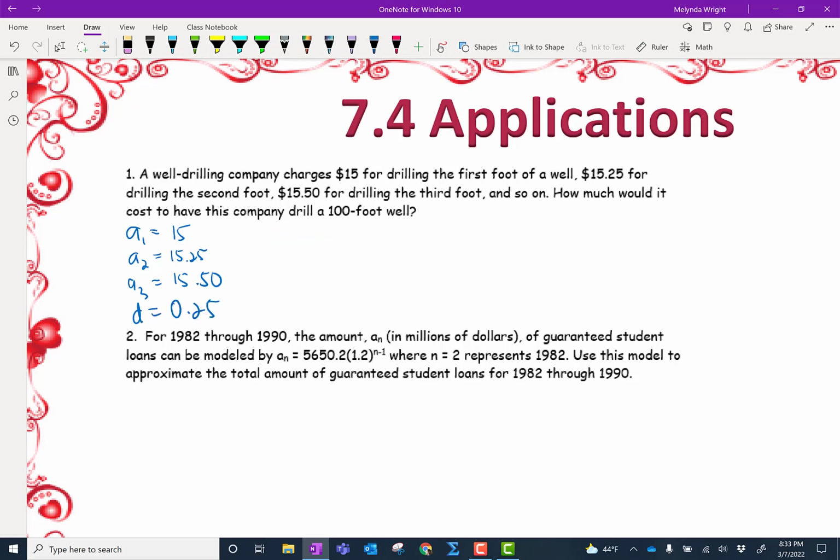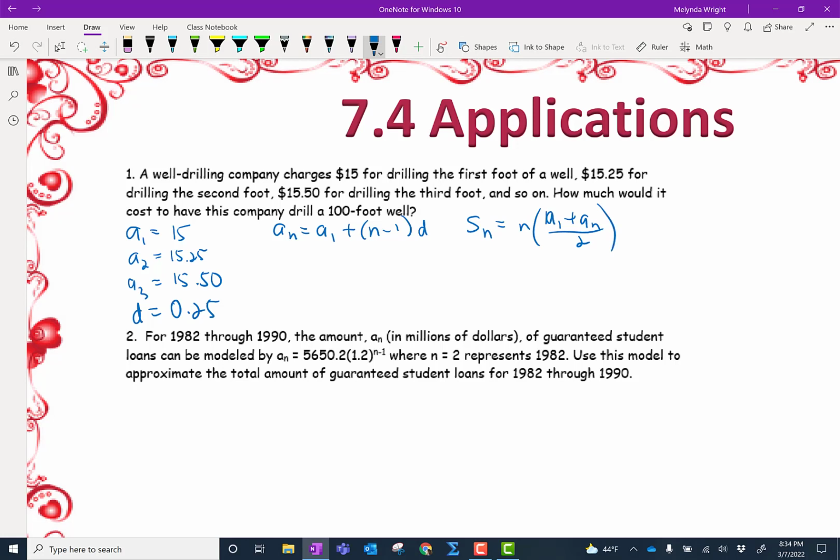All right, great. So let's keep reading the problem. How much would it cost to have this company drill a 100-foot well? Okay, we know it's arithmetic. Let's go ahead and write both formulas down. So we have A sub n equals A sub 1 plus n minus 1 times D. Okay, that's our sequence formula. Now let's write down our sum formula. S sub n equals n times (A sub 1 plus A sub n) over 2.